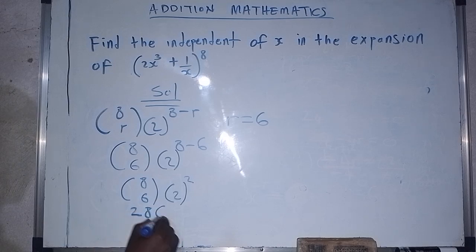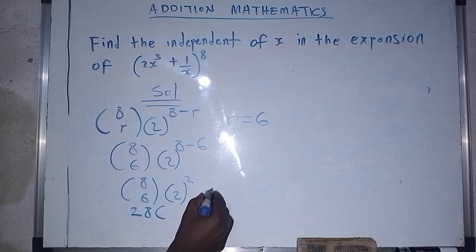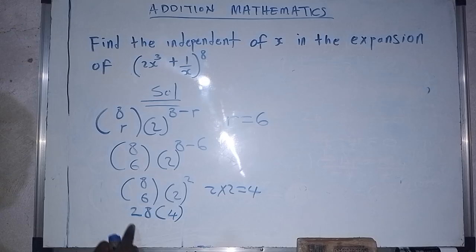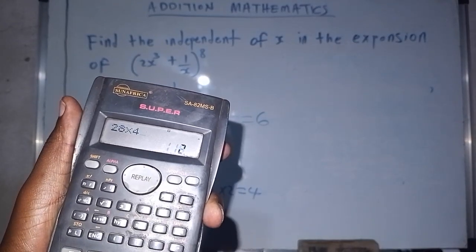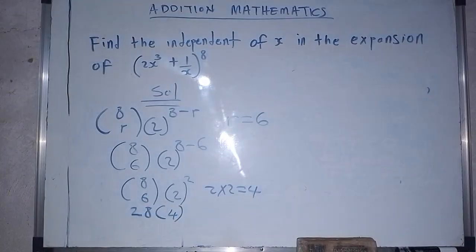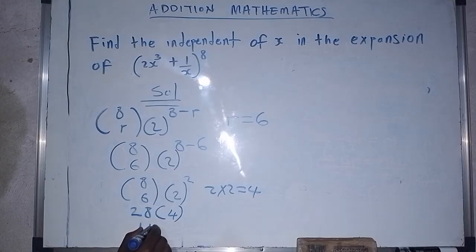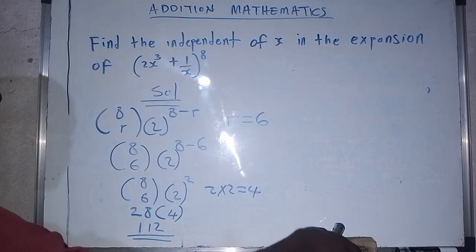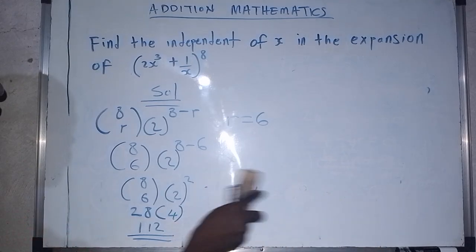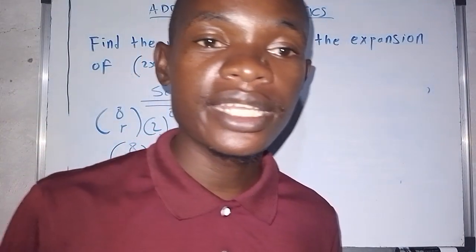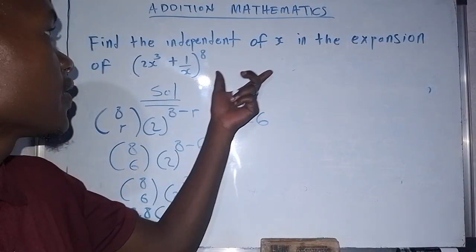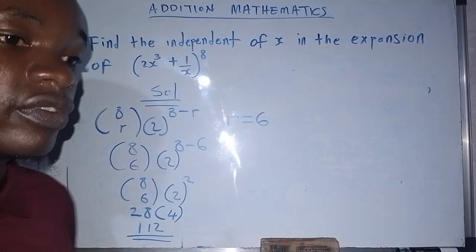So here I'll have 28. Then multiplied by 2 to the power 2. It means 2 times 2, which is equal to 4. So here we have 4. Then 28 times 4, and you find 112. So meaning the independent term of x in this expansion is 112.